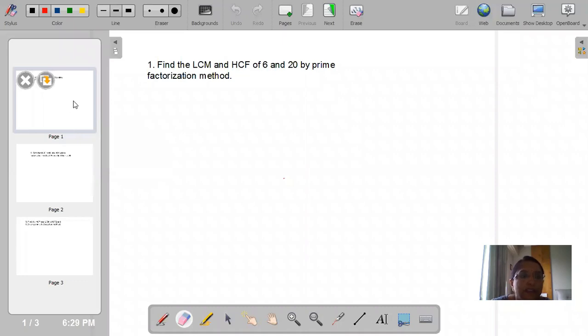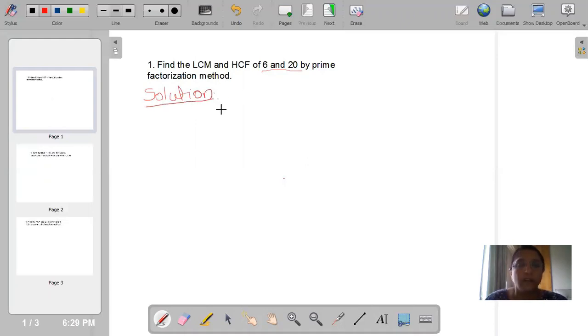First example, find the LCM and HCF of 6 and 20. So how to find out its LCM and HCF? Solution. What we have to do is always first find out the factors of the given numbers. Factors of 6: what are the factors of 6? 2 into 3. Then find out factors of 20.